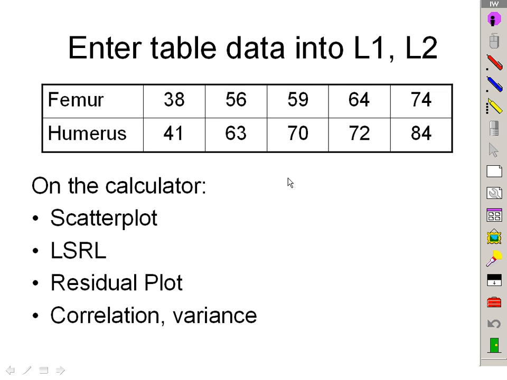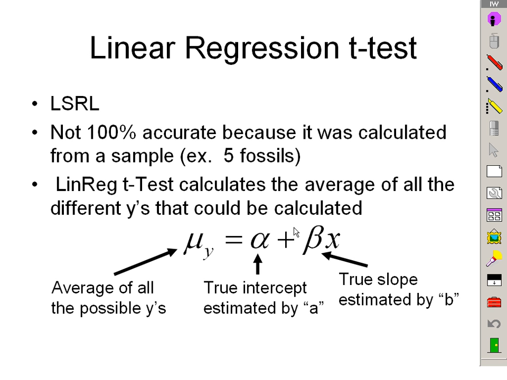Okay, so we're back, and by now you should have again created a scatter plot and a least squares regression line. You should have calculated the correlation and variance, again pulling out the same screen as the least squares regression line, and also created a residual plot. Now, let's talk about what a linear regression t-test is.